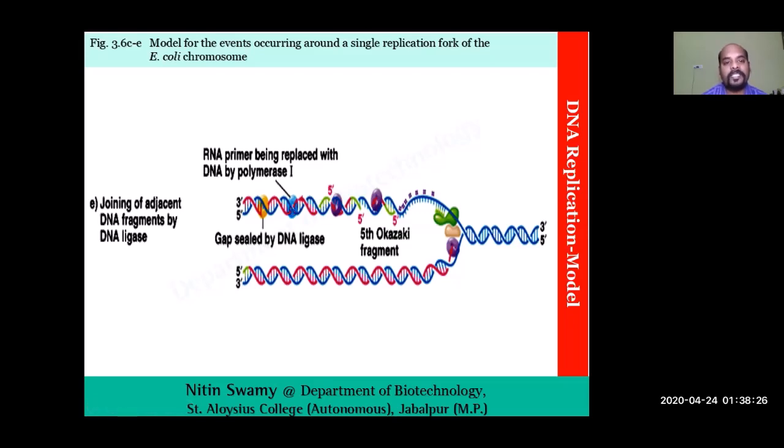So that polymerization activity would come into the picture, and it would fill the small stretches of DNA left by the removal of RNA primer by DNA polymerase 1. And after that, Okazaki fragment formation would be there, and these gaps, which would be left even after the functionality of DNA polymerase, would be sealed by DNA ligase. And that is how we would have two strands from one DNA duplex. And that is how DNA replication goes on.